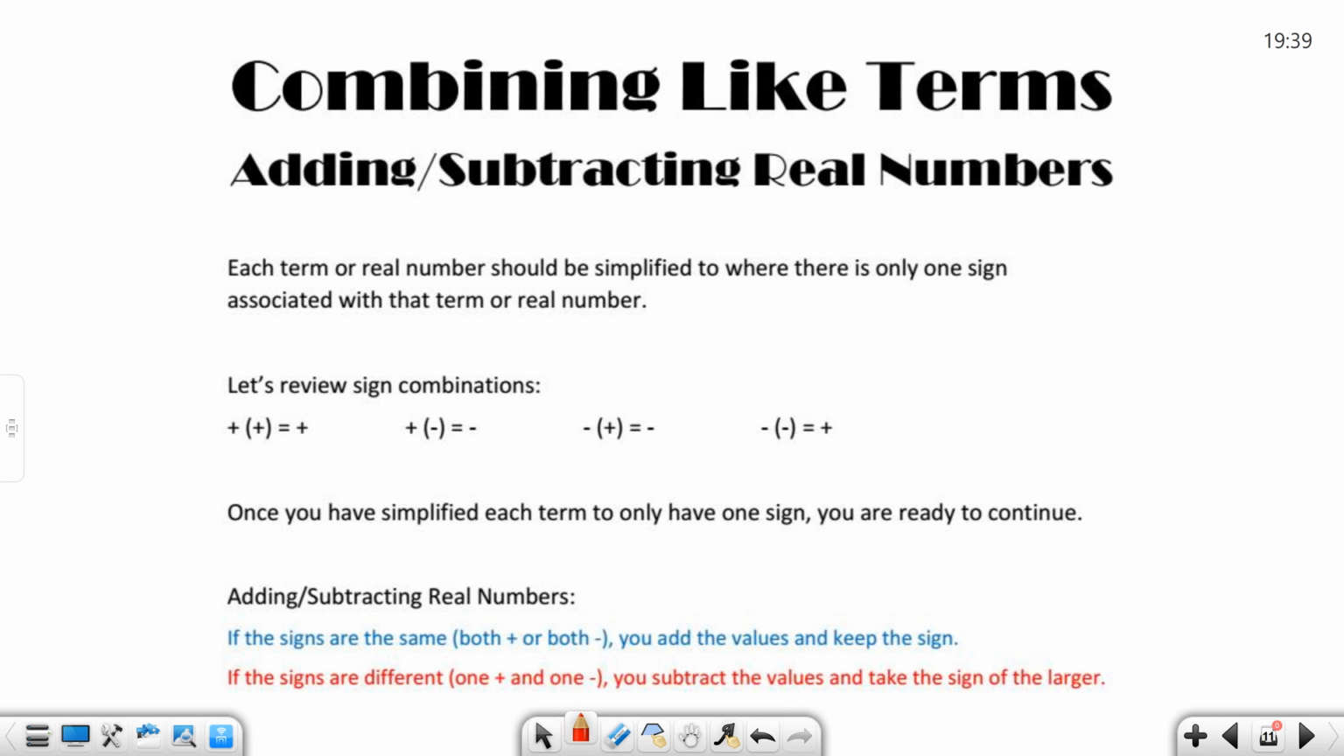So if you have negative 8 plus 7, the 8 is negative, the 7 is positive. I don't care if there's a plus between them. The signs are different, so you subtract. 8 minus 7 is 1. And what's bigger, 8 or 7? When I say bigger number, I mean without the sign attached. So the bigger one is 8, and it's negative, so that's negative 1. And we'll see this in some examples here.